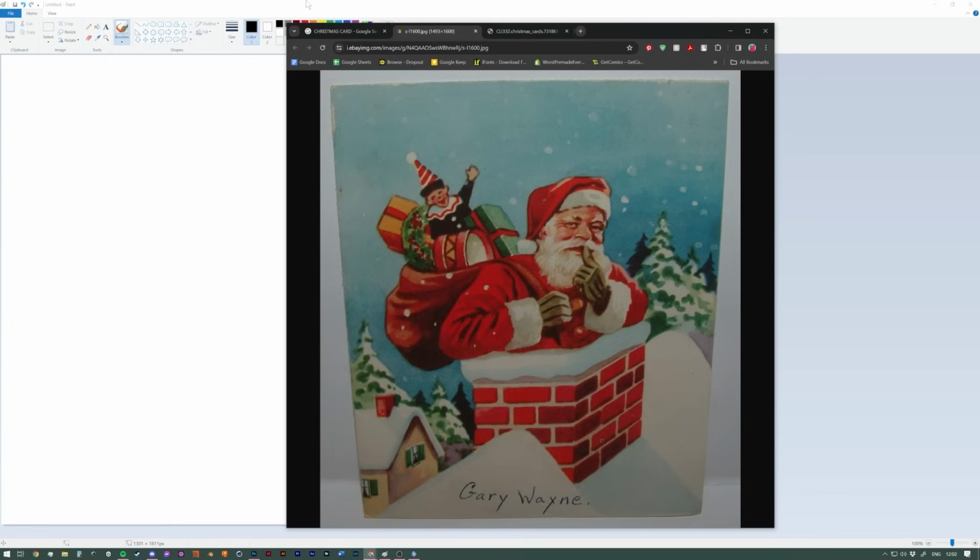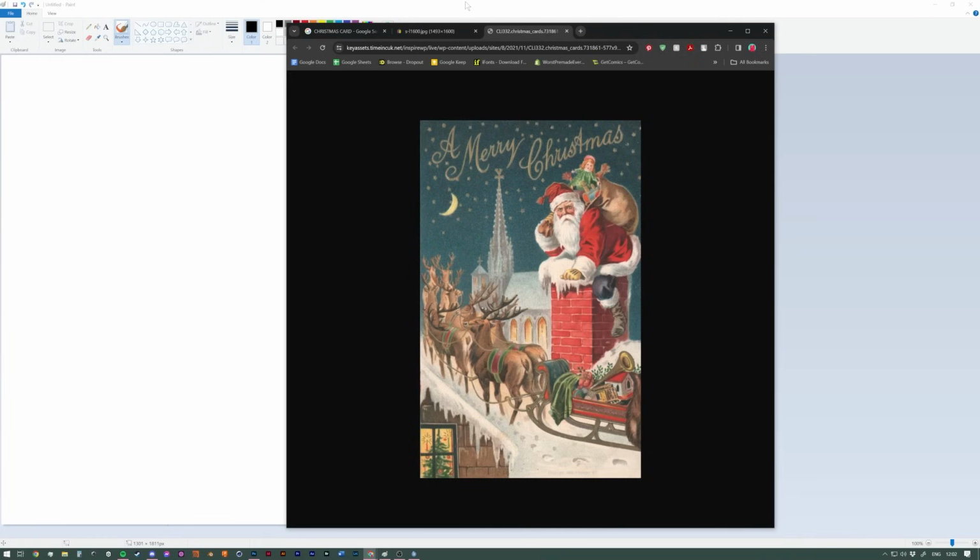Okay, so what are we thinking? Santa imagery, classic. He looks like he's mounting that chimney. Santa dick in the chimney. Yeah, he's hung. Santa's totally hung. It's like reaching the bottom floor.